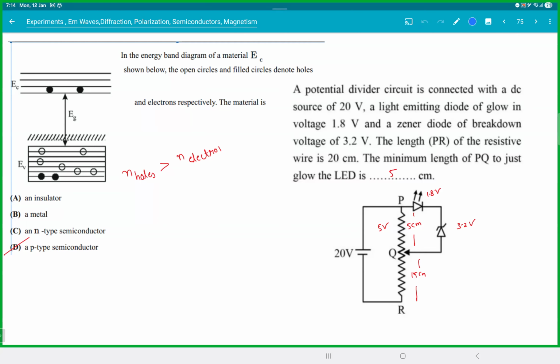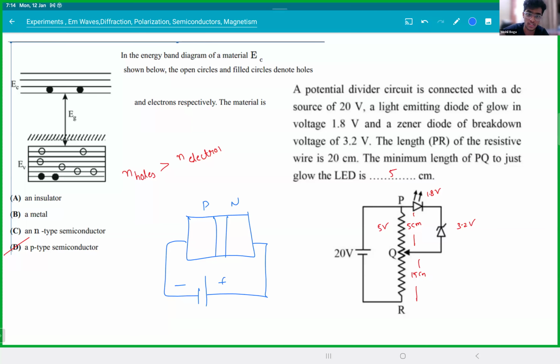Yashvil, is there anything? If the PN junction is reverse biased, can you just draw the diagram of the PN junction and its reverse bias? Reverse biased. You connect P here, N here, so connect N to positive, P to negative. Now N is electron rich, right? And P is hole rich.